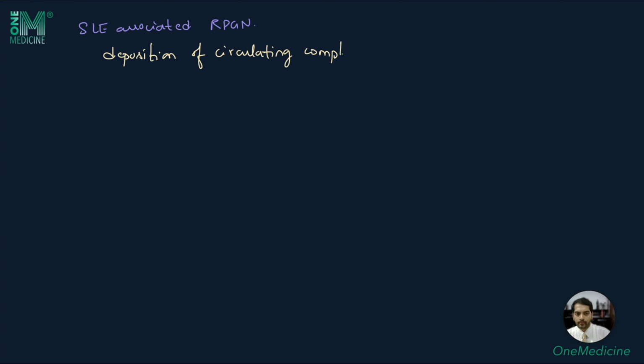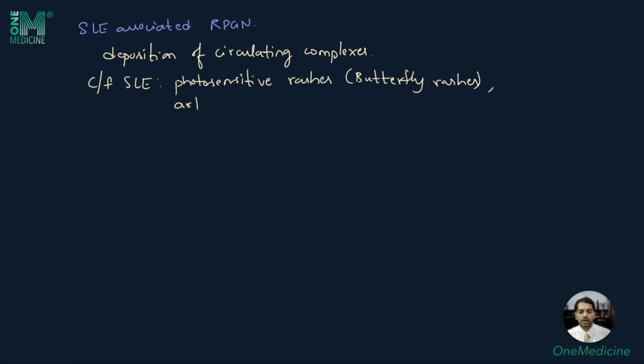Let's look at some of the important forms of rapidly progressive glomerulonephritis. The first one being SLE associated RPGN. Here the renal involvement is due to the deposition of circulating complexes. Clinical features of SLE with or without renal involvement include photosensitive rashes called butterfly rashes, arthralgias, alopecias, and CNS involvement.